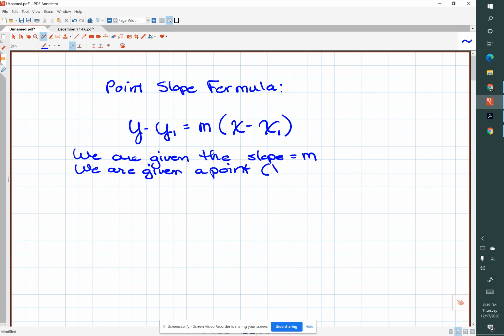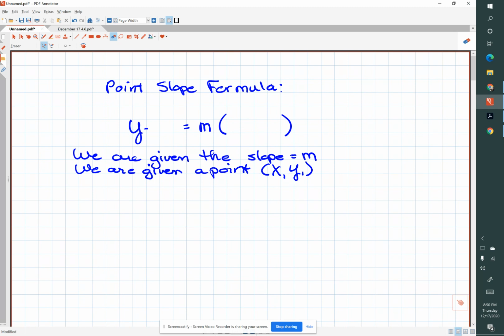And the point, we're going to call that our x1, y1. So let's memorize this formula right now. The point slope formula is y minus y sub 1 equals m times the quantity of x minus x sub 1.